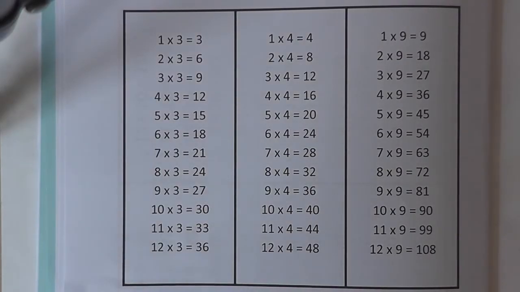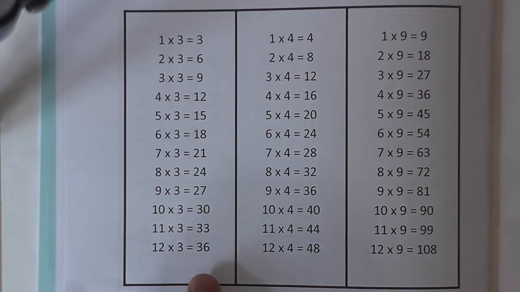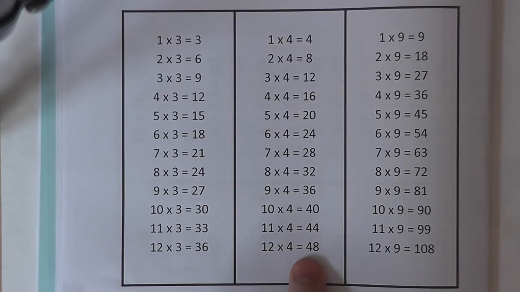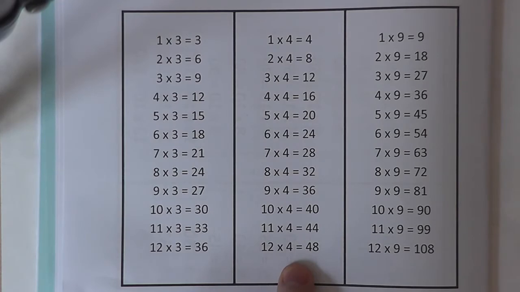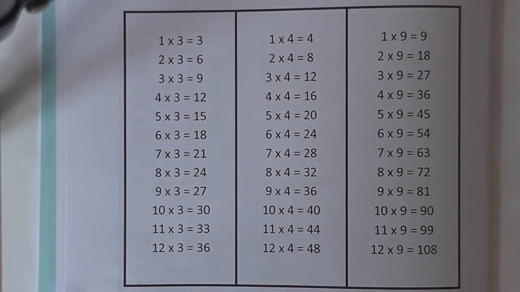If you wanted to learn a couple more times tables, you could do worse than looking at the 3s, the 4s and the 9s. They are also quite useful times tables and there are interesting things to notice in there. The 3 times table goes up in 3s, the 4 times table goes up in 4s. The 4 times table, notice that all of these numbers would also turn up in the 2 times table. That makes sense because 4 is just 2 lots of 2.